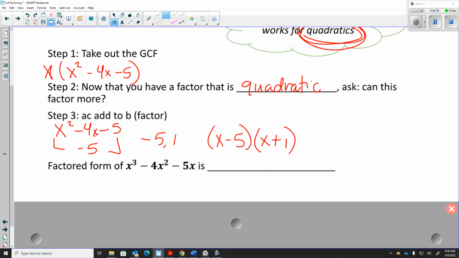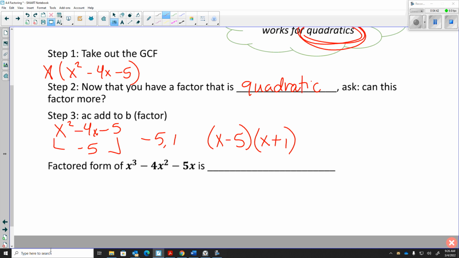So the factored form of this thing that we started with is this. Yeah, exactly. This is not the factored form of this. This is the factored form of this quadratic that we had inside the parentheses, right? So in order to have the factored form of this, this is part of it, but what is this missing? The x that we took out at the very beginning. So the final factored form is x, the thing I took out at the beginning, times this.